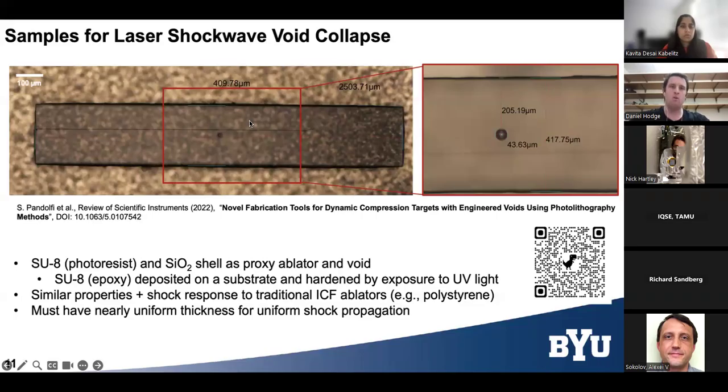Because the only thing we truly want to study is the void shockwave interaction, and not have other things be inhomogeneous. So we need that uniform thickness of our sample so we can get an accurate representation of the void shockwave interactions.